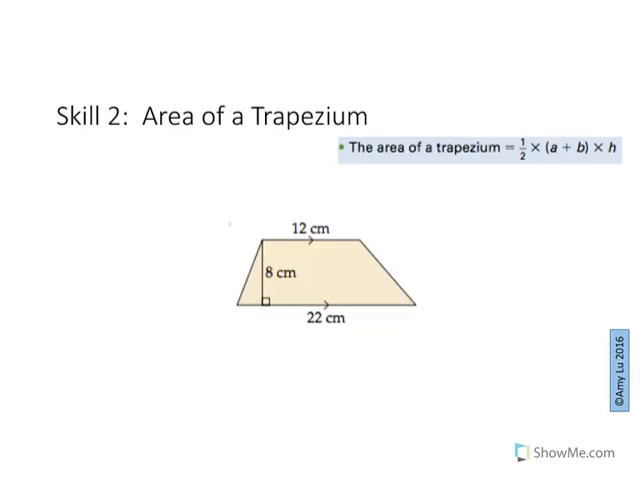The area of a trapezium has a slightly more complicated formula, and we can talk a little bit about it. Basically it works like this. You first have to add the two parallel sides together. So here's one parallel side, here's the other parallel side. We will call one A, the other one B. And then you have to multiply it by the vertical height. So in this case, 8.